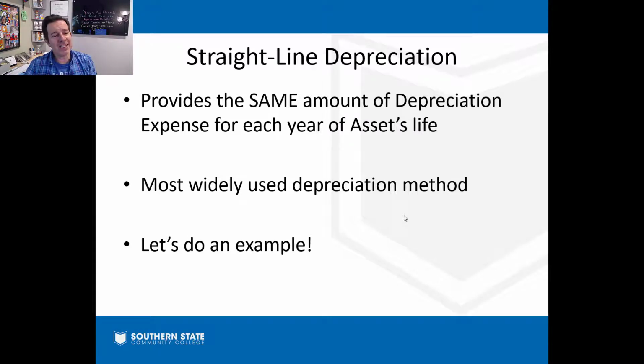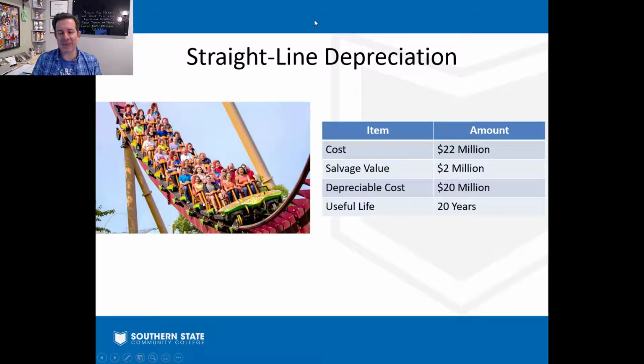It's the most widely and commonly used method for depreciating an asset because it's easy to understand and easy to calculate. This is what most people do from a financial accounting standpoint. So if you learn how to do this well, you're going to be set in most cases. Let's do an example. Go back to Diamondback here.